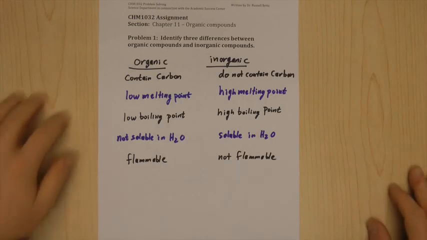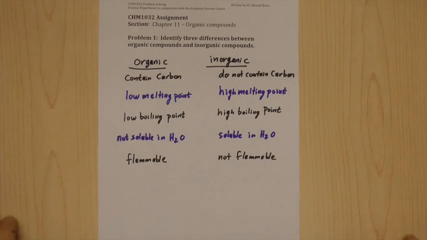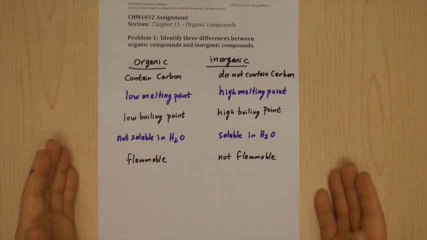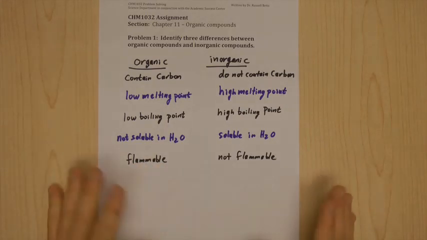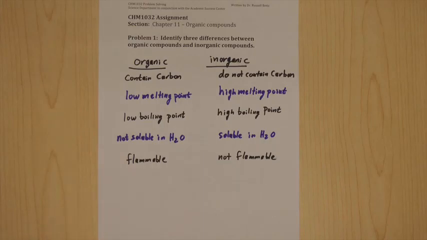That's a pretty good list. It only asked for 3 and I gave 5. There are other differences, but these are the major ones. These are the ones that are really big. So this is just stuff you have to know. So just commit it to memory. Organic compounds contain carbon, low melting point, low boiling point, not very soluble in water, and are flammable. Inorganic do not contain carbon, have high boiling points, high melting points, are soluble typically in water, and are not flammable.